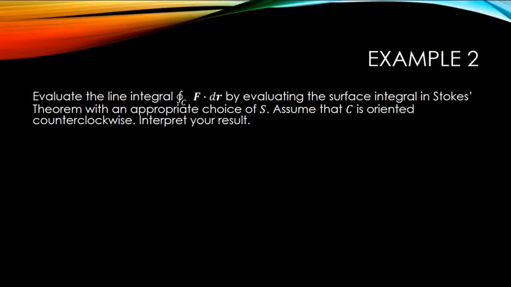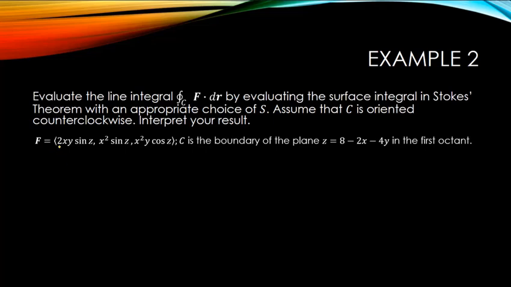Let's do another example. I want to evaluate the line integral that's given by the closed integral over C of F dotted with dr by evaluating the surface integral in Stokes' theorem with an appropriate choice of S. We're going to assume that C is oriented counterclockwise, and then we want to interpret our result. My vector field F is given by a vector with components 2xy sine z, x squared sine z, and x squared y cosine z, and C will be the boundary of the plane given by the equation z is equal to 8 minus 2x minus 4y in the first octant.